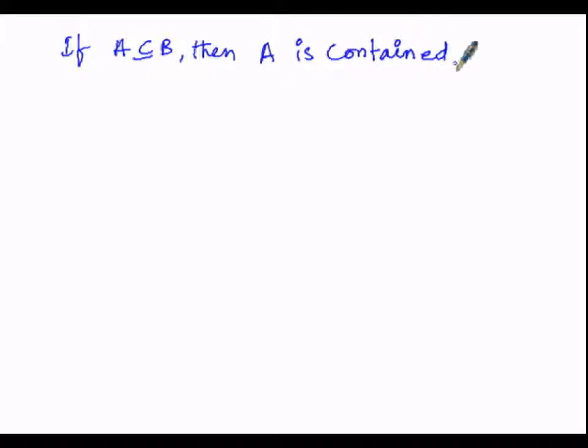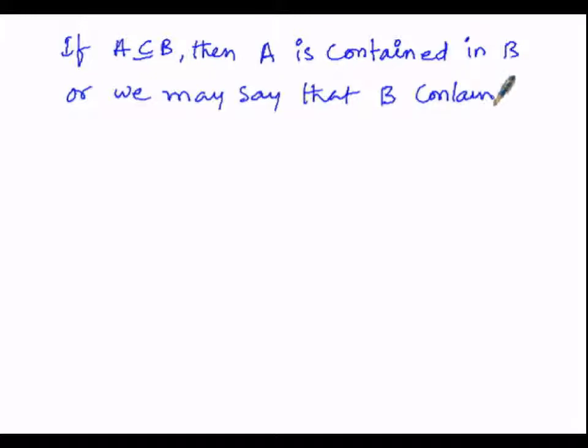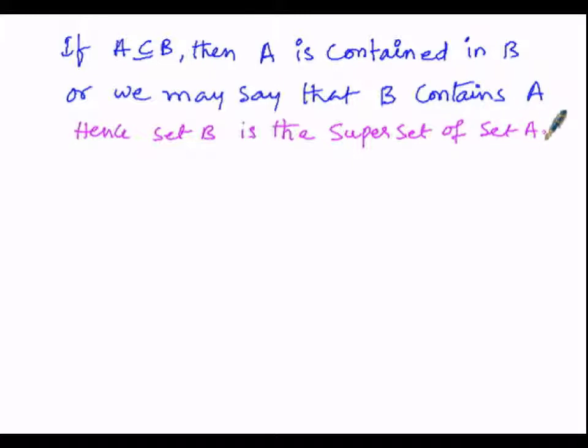So, if A is a subset of B, then we can write that A is contained in B. Each and every element of A is also present in set B, or in other words set A elements are contained in set B, or we may say that set B contains set A. So the elements of set B contain the elements of set A. Hence set B is the superset of set A.